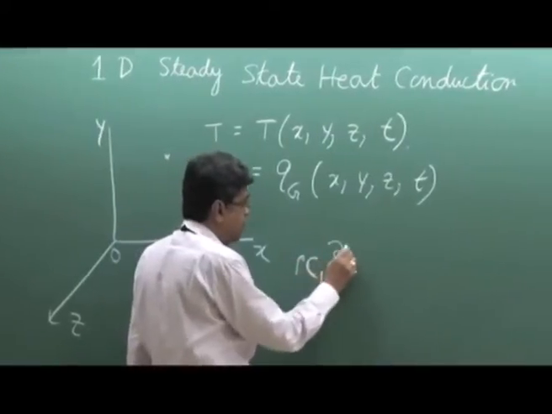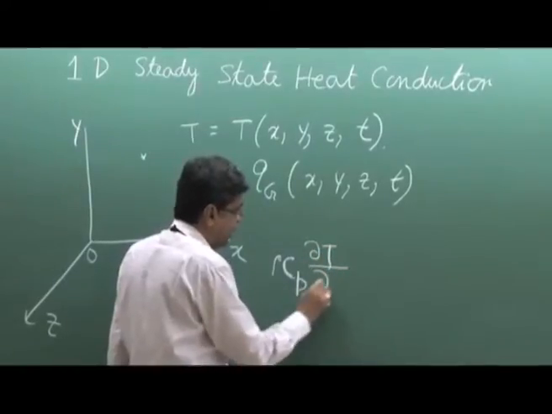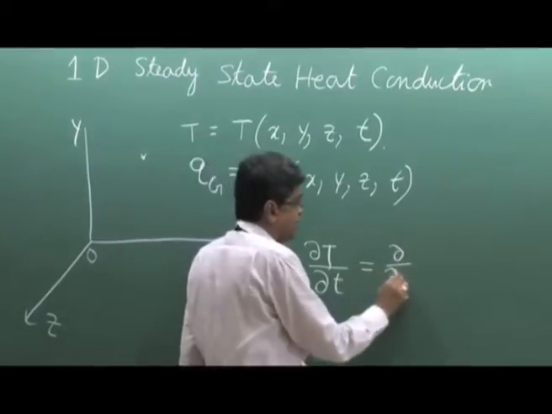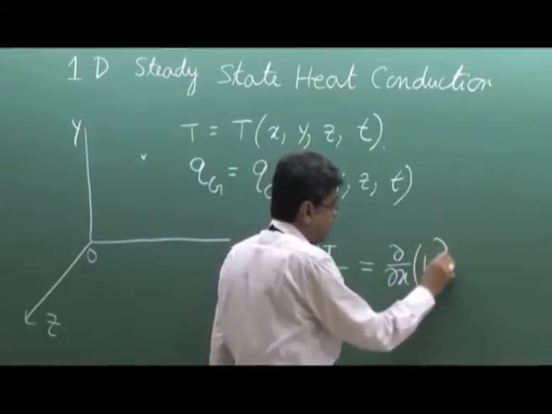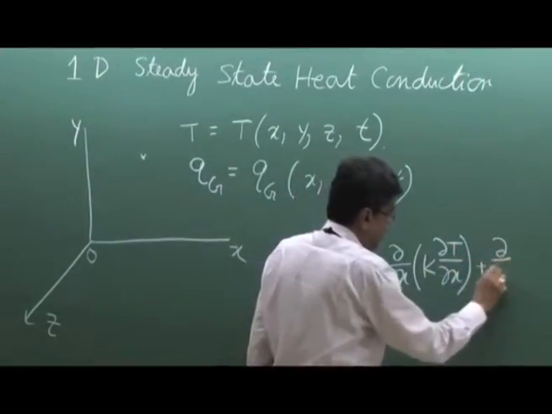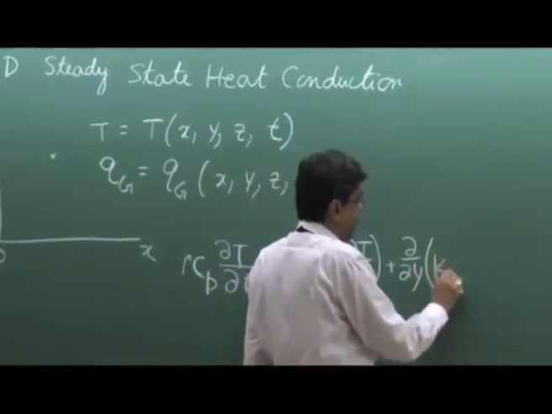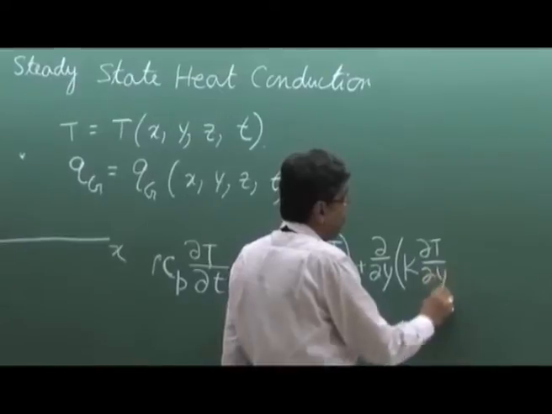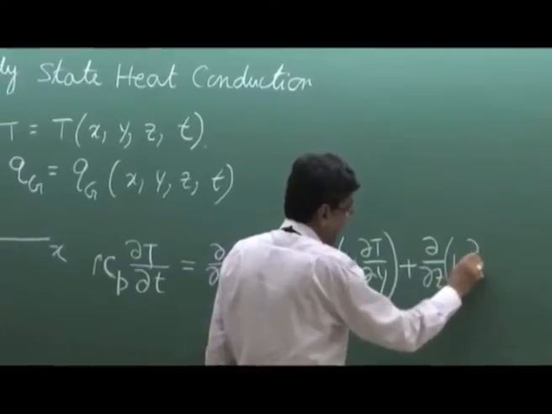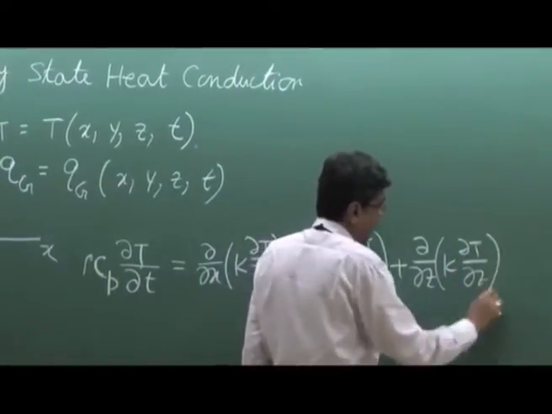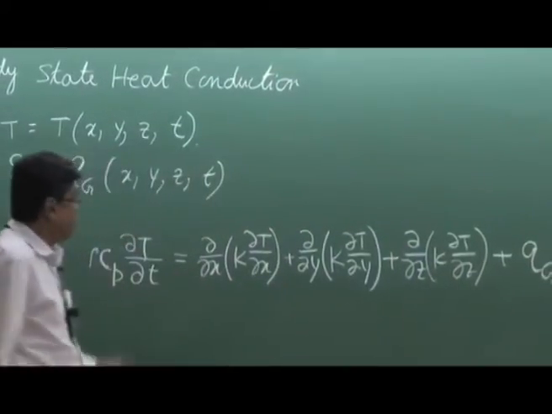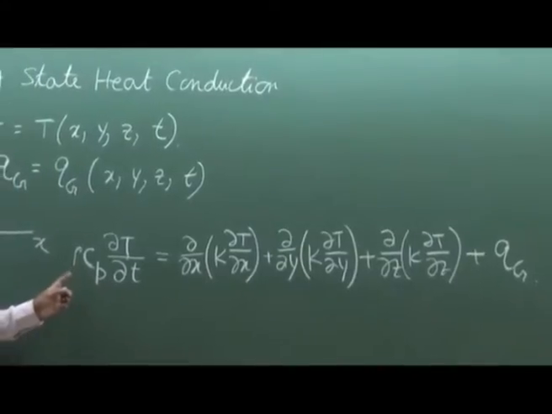Rho Cp del T del t equals del x of K del T del x plus del y of K del T del y plus del z of K del T del z plus Qg. So this is the general heat conduction equation.